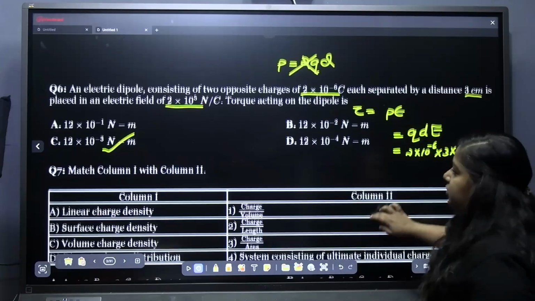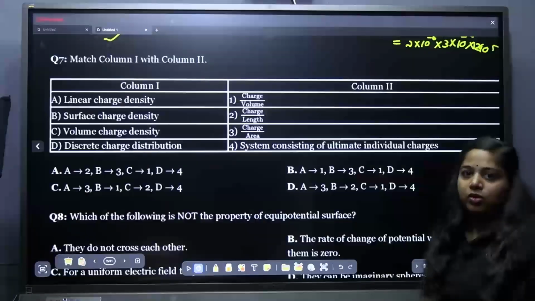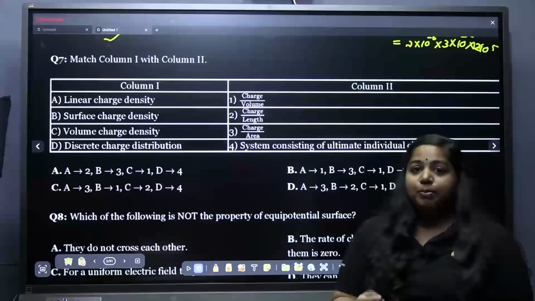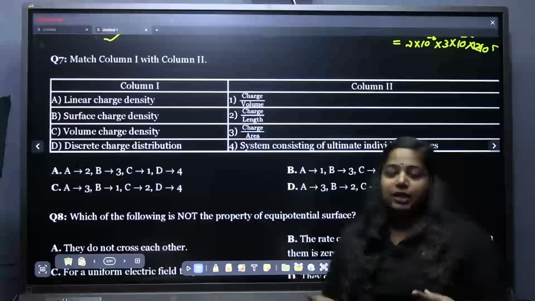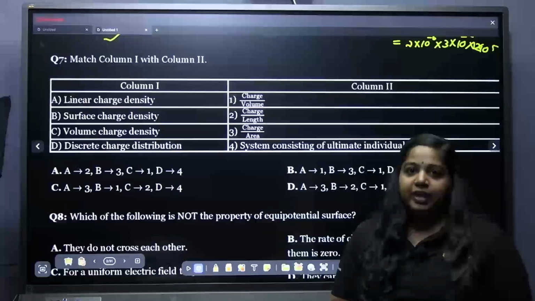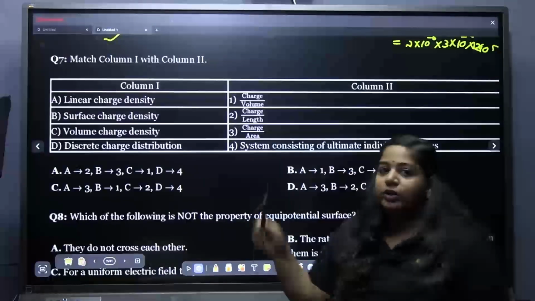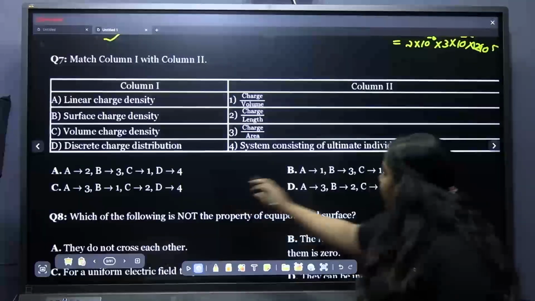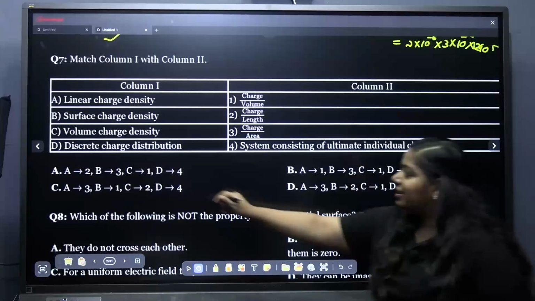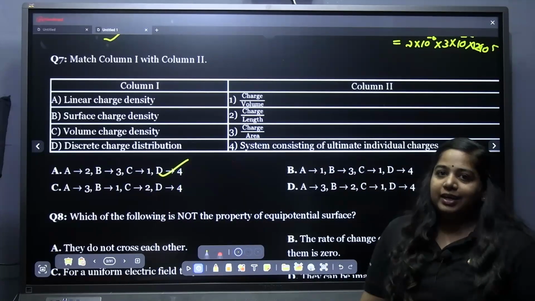Now let's see the next one. Again, match the following, match column 1 and 2. These questions will be very easy. Out of this, you only have to select a single one first and see if that answer is there or not. Let's take linear charge density. We know that is charge per unit length. So A is 2. With A2, only option 1 is coming, right? So we can directly choose option A as the answer.